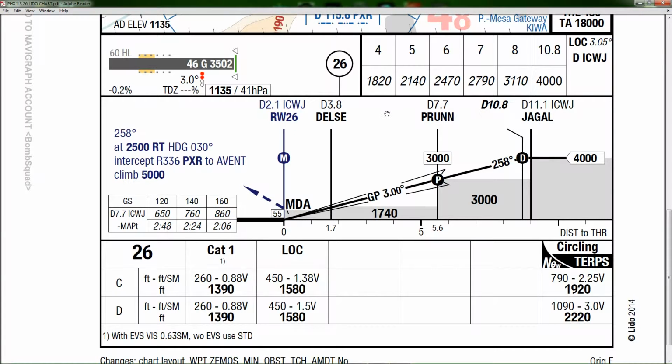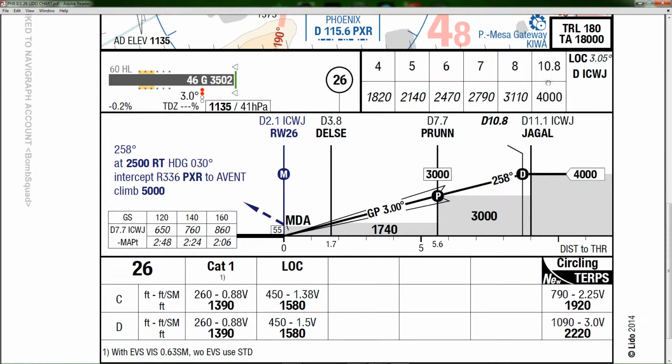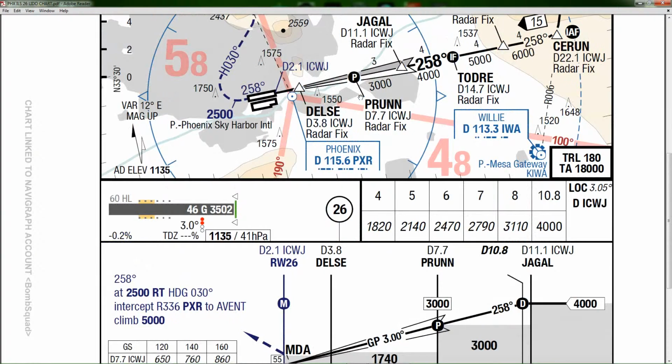Now, I mentioned this last time, but only briefly, and I said it didn't make sense to be at 4 miles from the runway threshold and 1,820 feet because the elevation at the touchdown zone is 1,135 feet. So if you do the math, that's only about 700 feet above the ground at 4 miles. Here's where I was wrong. This is where I made a mistake. Let's scroll up top here for just a second.